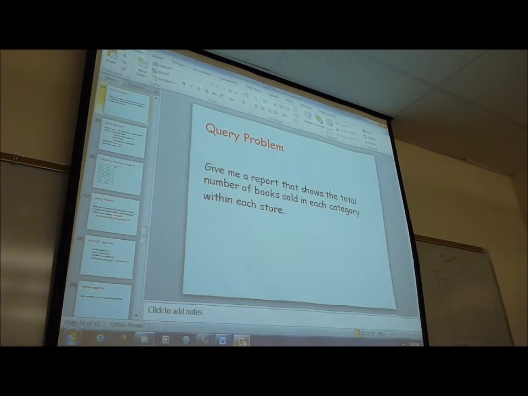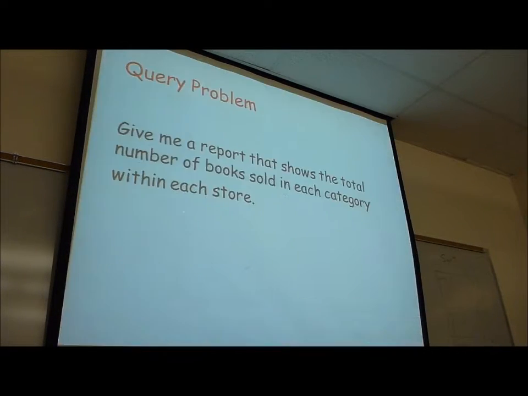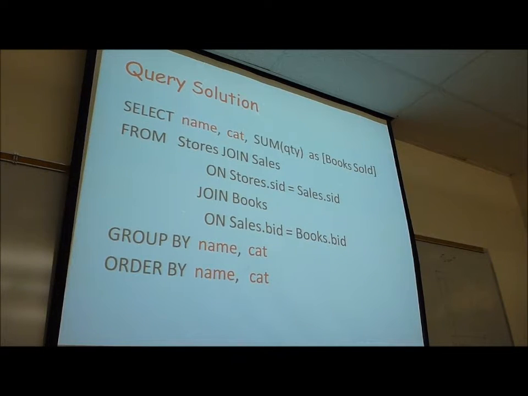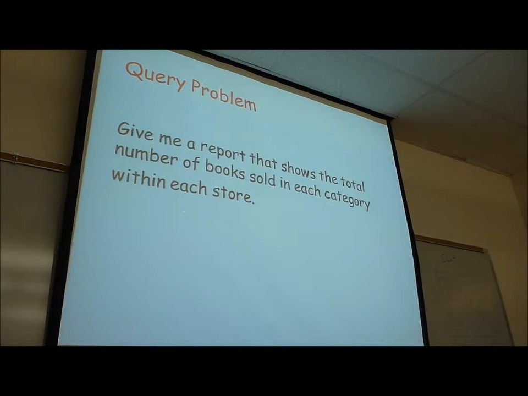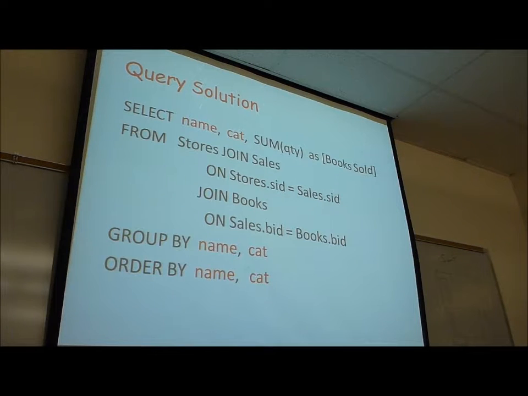All right. And then, so, that's just another way of looking at it. And in this case, we had to do 2 joins, because we asked for the name of the store, okay? Give me a report that shows the total number of books sold in each category within each store, okay? So we're gonna group by the store and then group by the category.